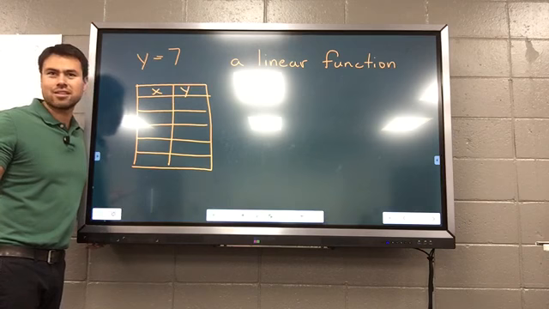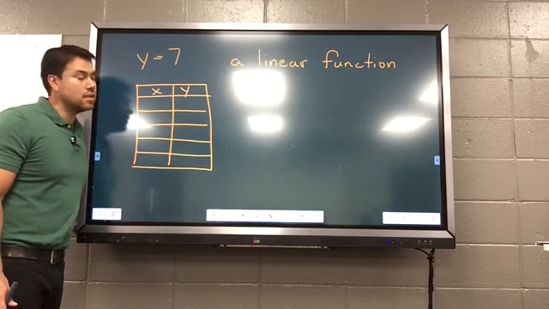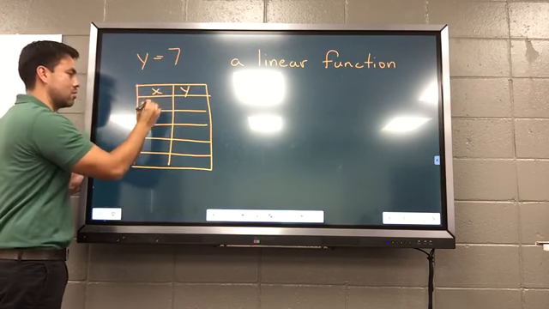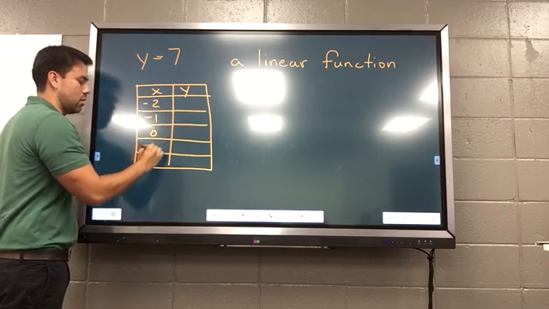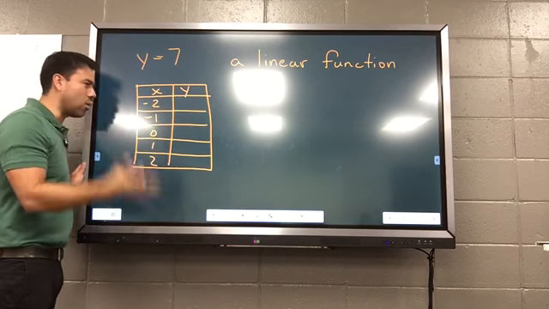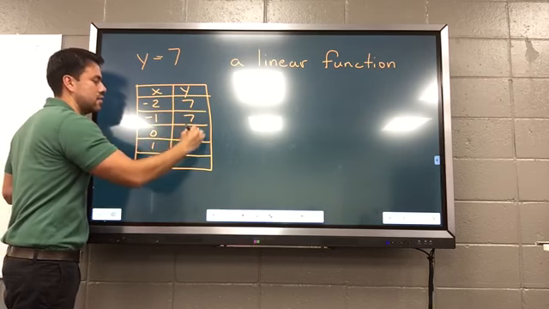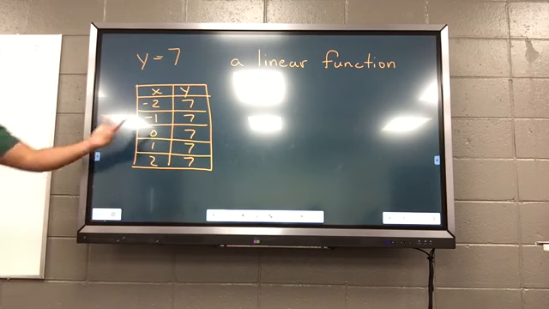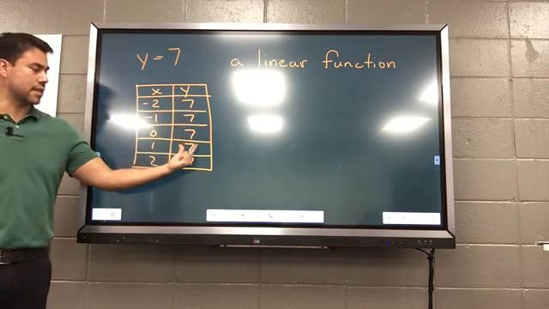Wait, where's X? You have to figure it out. You pick your X values, but they don't tell you anything about X. So we'll go -2, -1, 0, 1, 2. What does Y always equal, though? 7, 7, 7, 7, 7. Do I have a constant rate of change for the Y value?